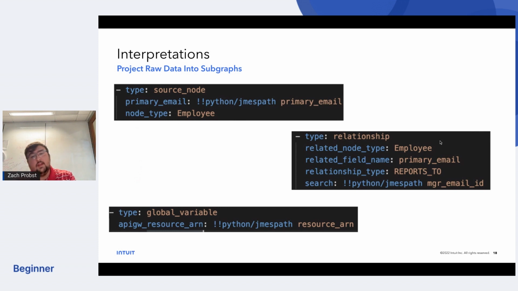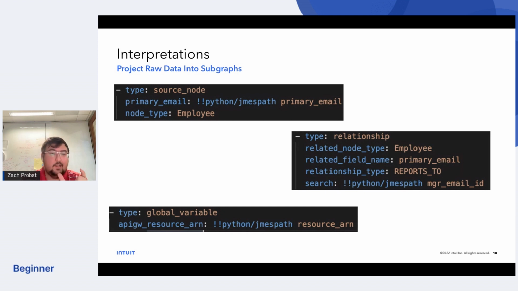And we do so with a mechanism that we call interpretations. The idea behind interpretations is you're looking at a document, and that document tells you a bunch of different things. For instance, it tells you, hey, this field should be used as the primary key of a node. So if you're looking at a user and it's got an email address, maybe that's a unique way to identify a user. In this example, we're encoding the org chart of Intuit.